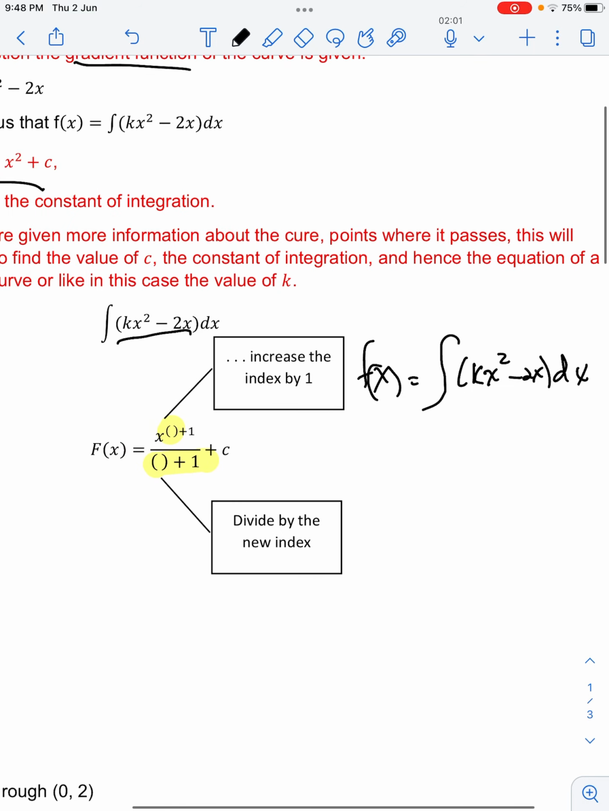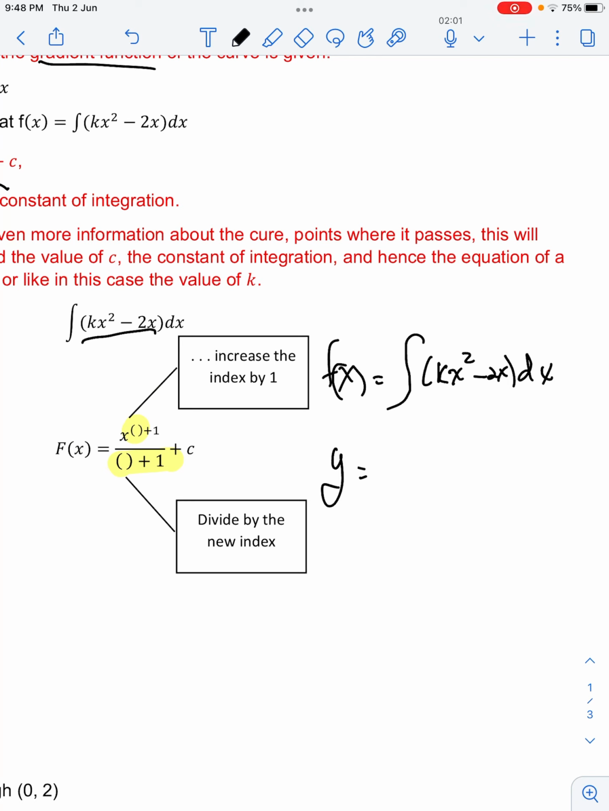And the way we do that, I'm just going to write this as y, because I'm looking for the function. So we're going to add 1 there. So the k is just a constant. So if we add 1, we're going to get x cubed upon 3, and then you have minus 2x. Now if you're going to add 1 here, you're going to get a 2 divided by 2 and plus c, which is the constant of integration.